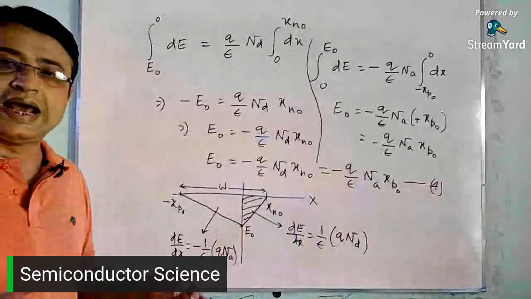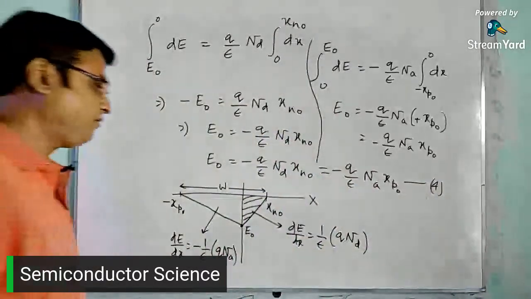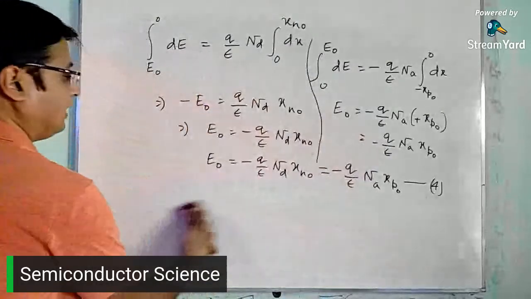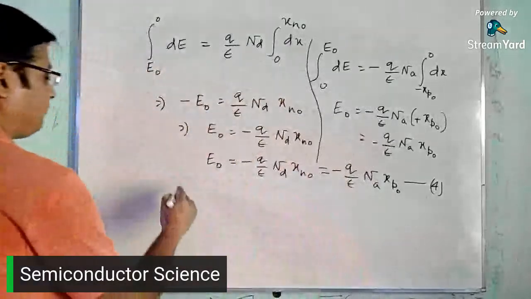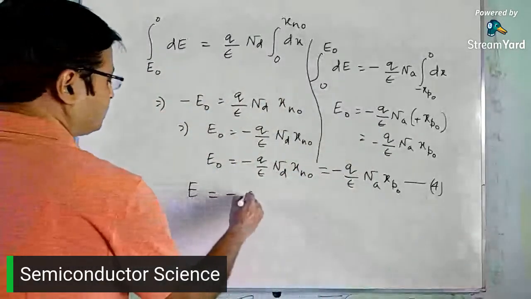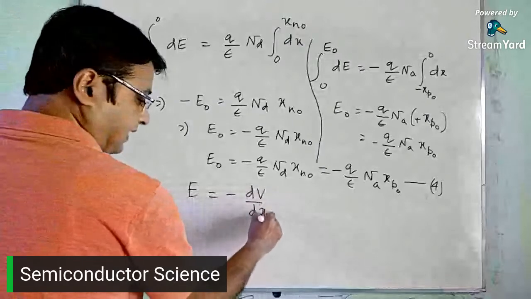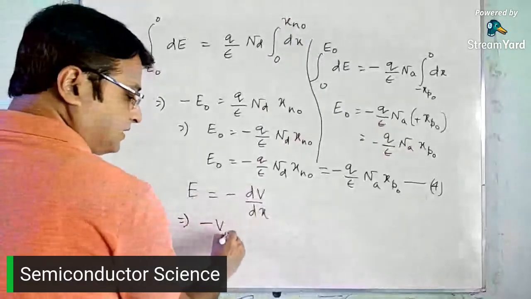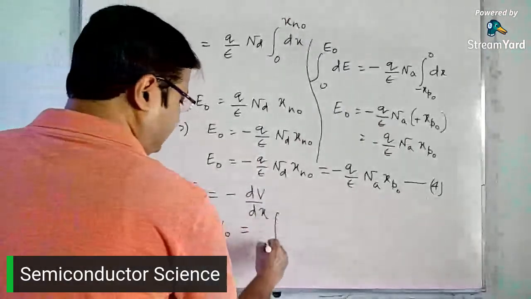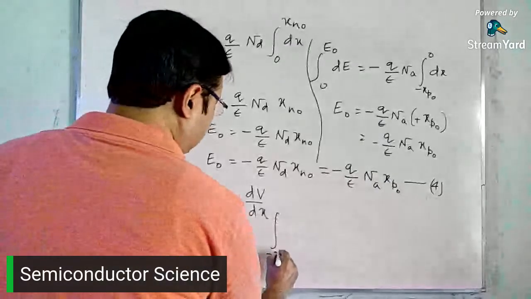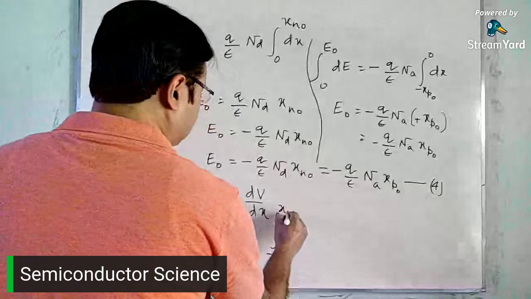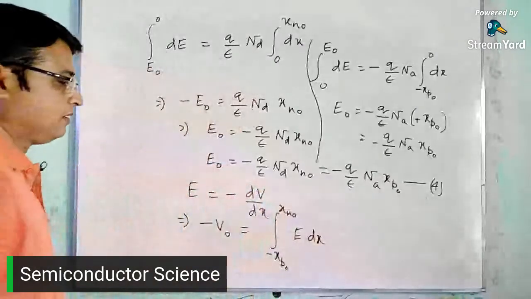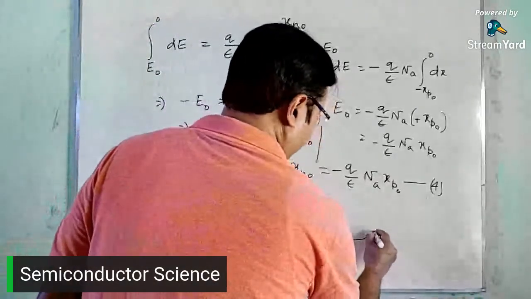Now, as we are going to find out the electric field, so you can integrate again to find the value of the potential. Now the value of E, as we know that E equals minus dV/dx. Okay, so minus of V0 will be the integral from minus xp0 to xn0 of capital E dx. Let it be equation 5.